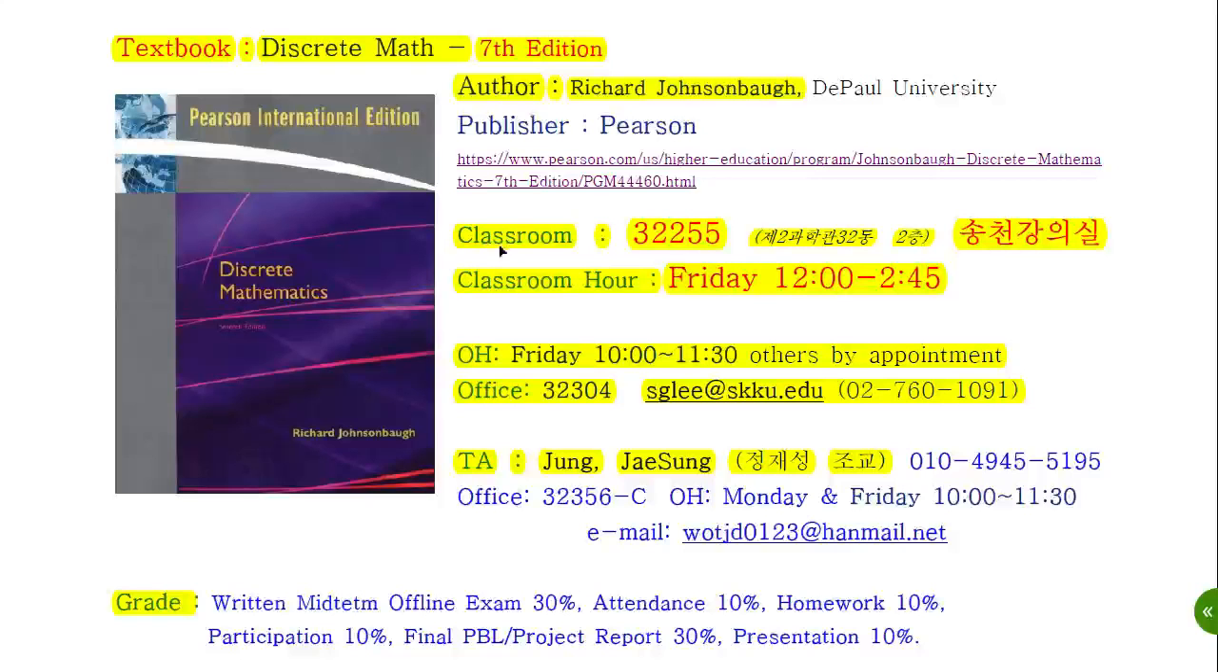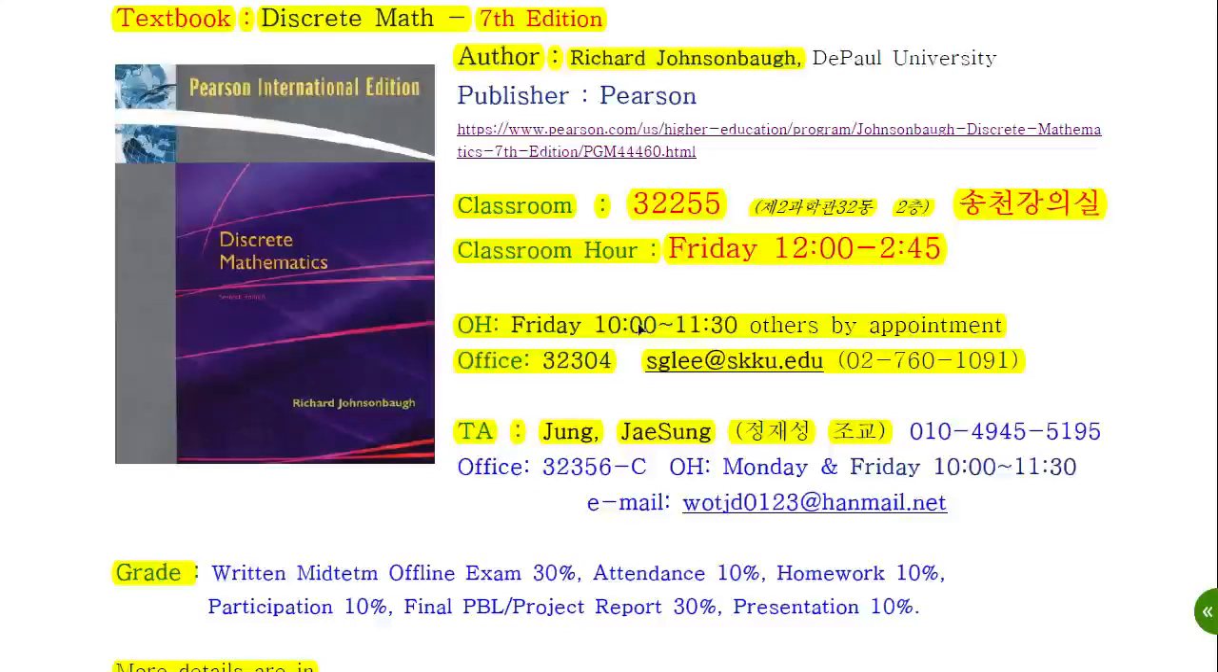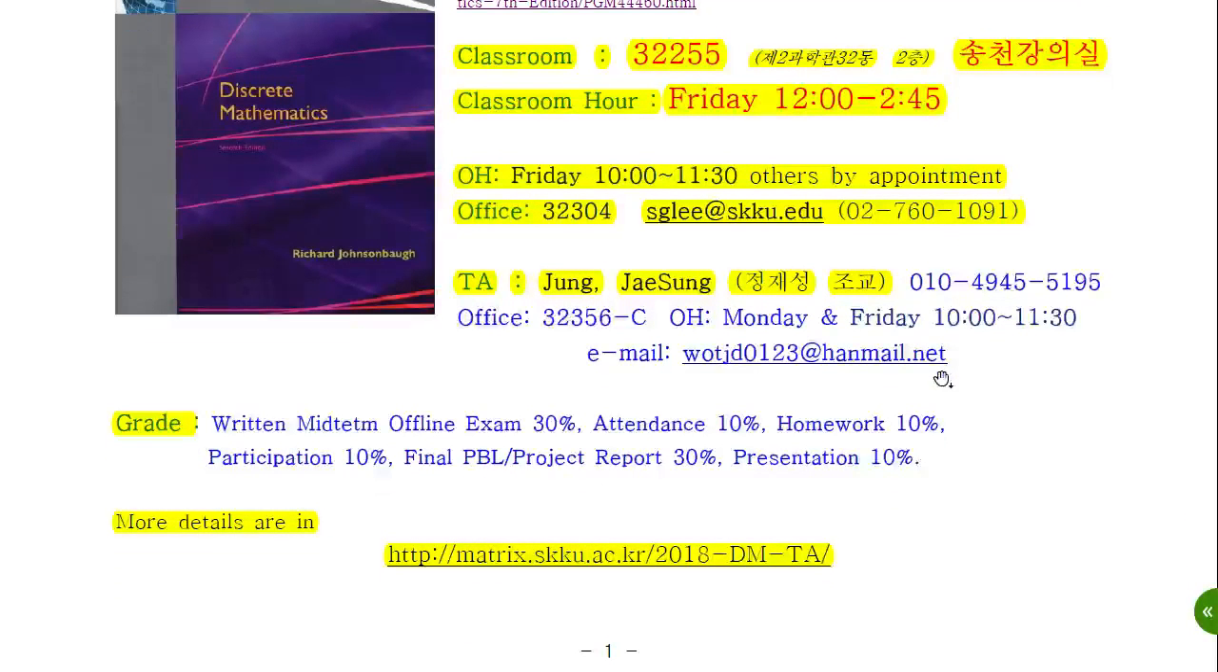We will meet in this classroom, 32255, Songcheon lecture room, every Friday from 12 to 2:45. I have my office hour on Friday from 10 to 11:30, and you can also make an appointment to meet me at other times by email or phone.